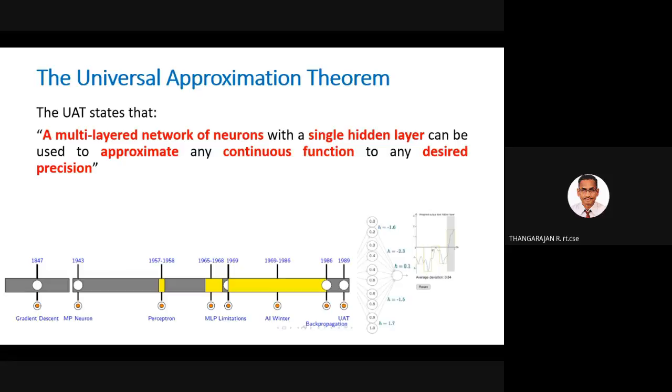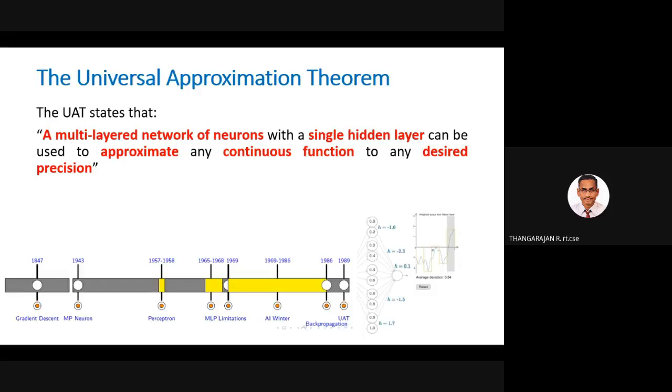McCulloch-Pitts neuron. But after the invention of the perceptron and the learning algorithms, all those things, it was now stated as a universal approximation theorem, which states that a multi-layered network of neurons with a single hidden layer can be used to approximate, not exact.